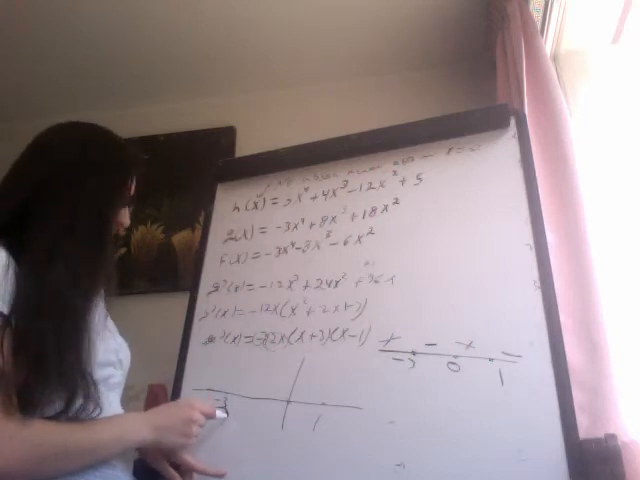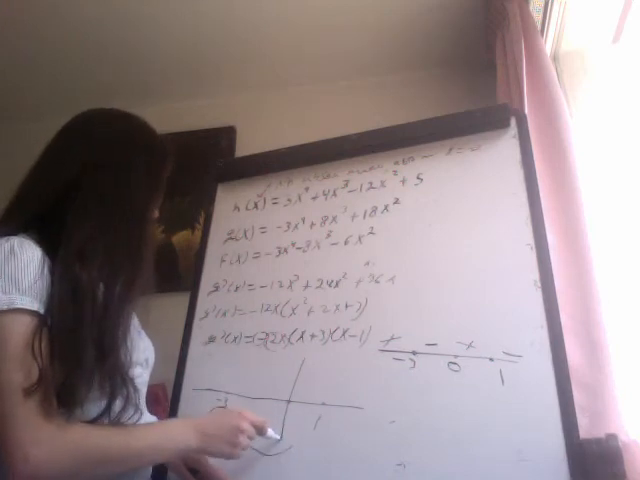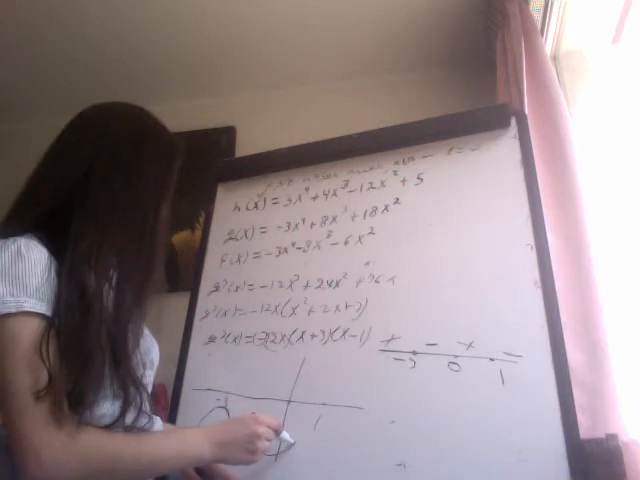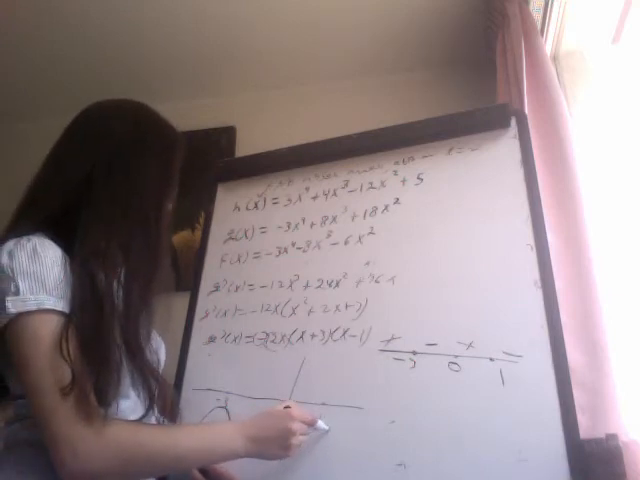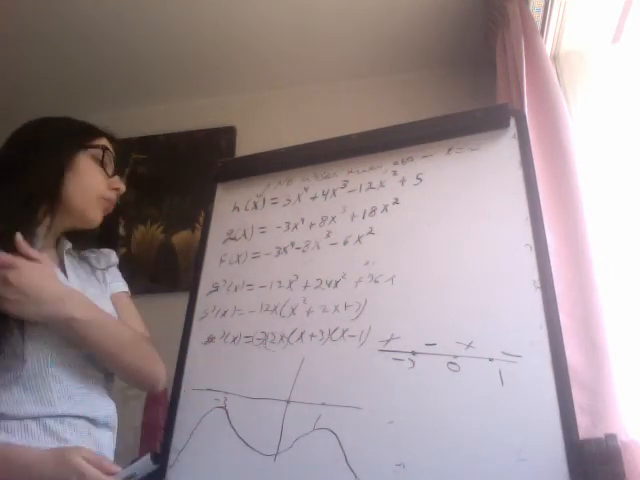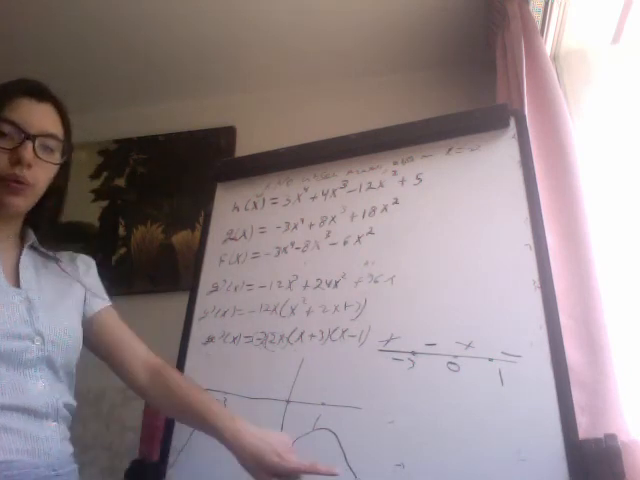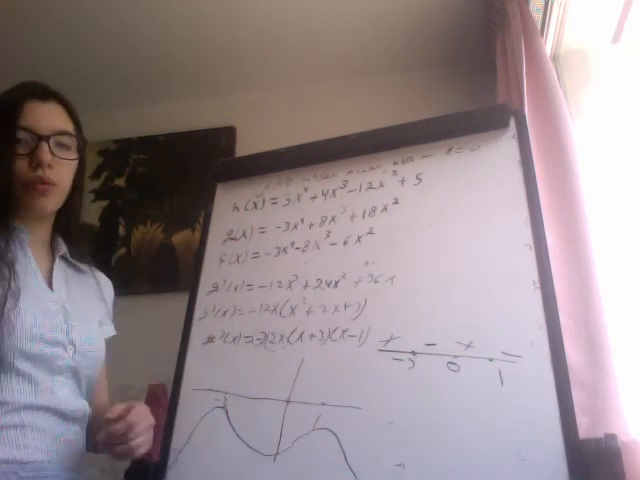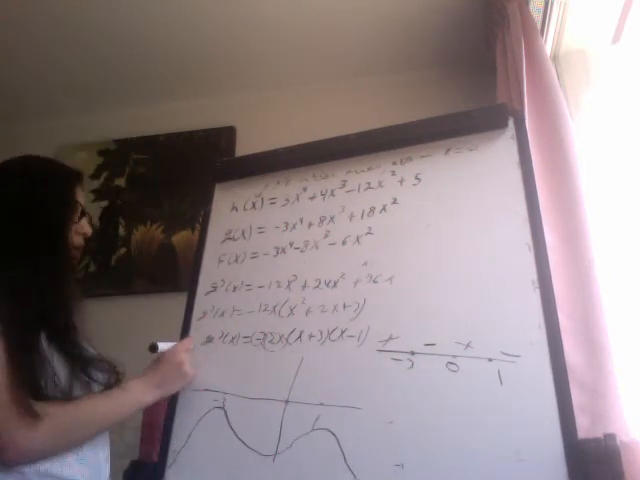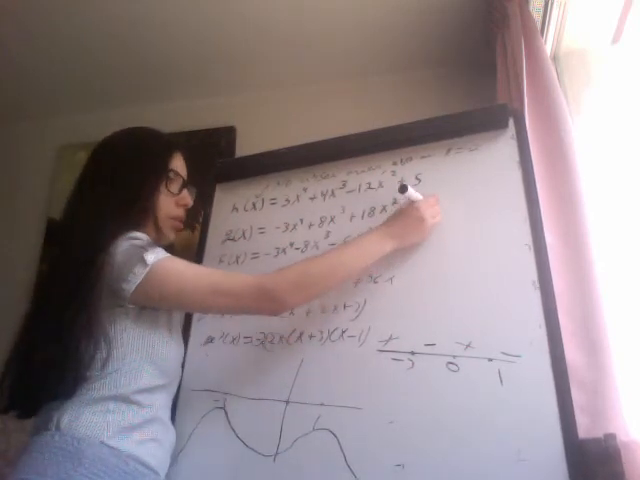Then it is decreasing until x equals 0. We have this slope of 0, and next we are increasing again, and then decreasing again. So the function has no absolute minimum because we are decreasing here and we are decreasing here. So there is no absolute minimum.